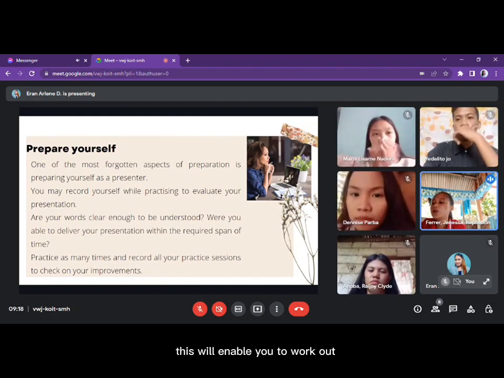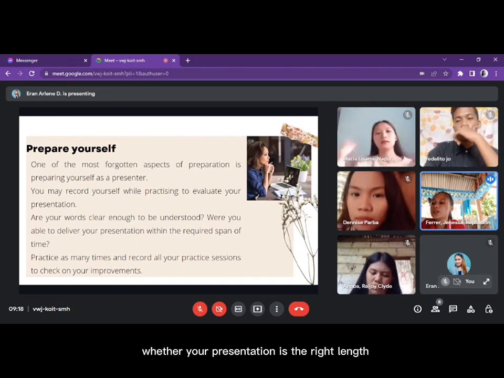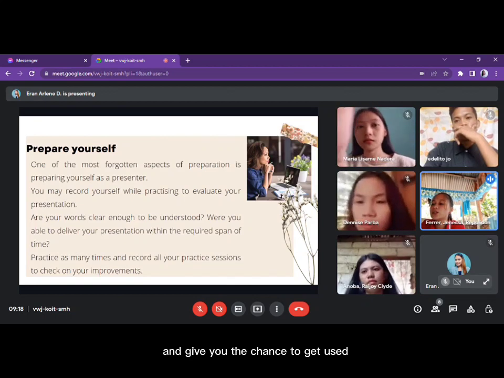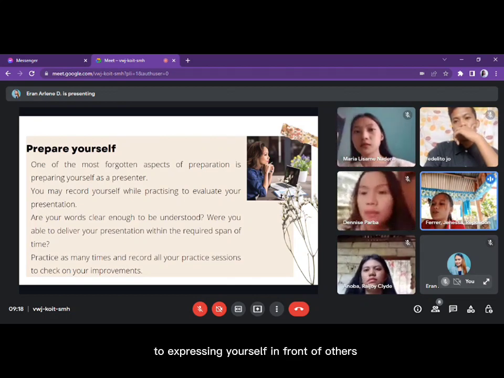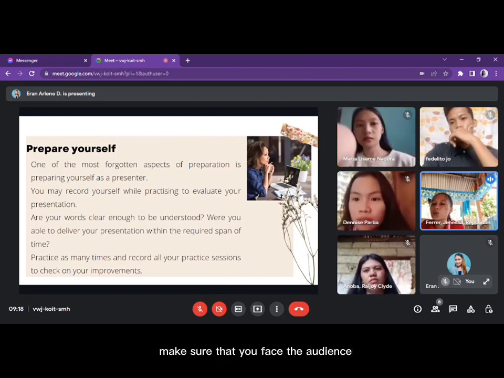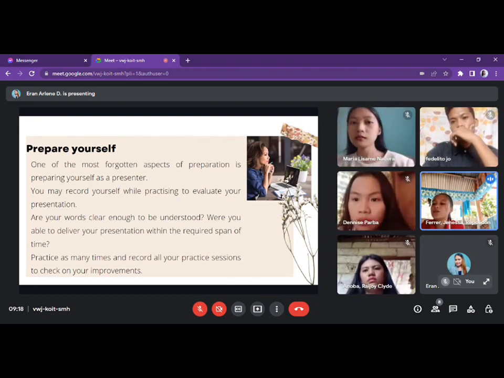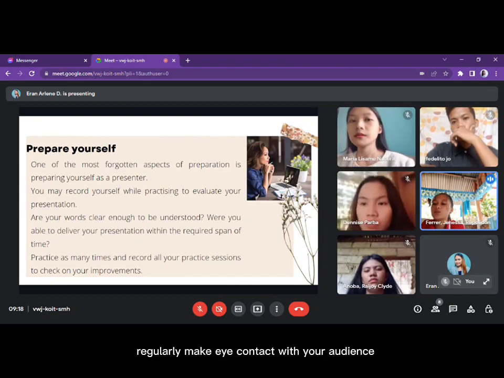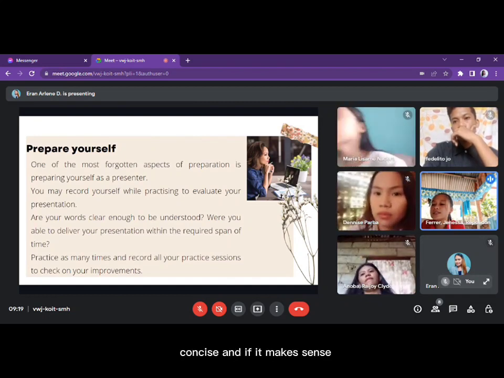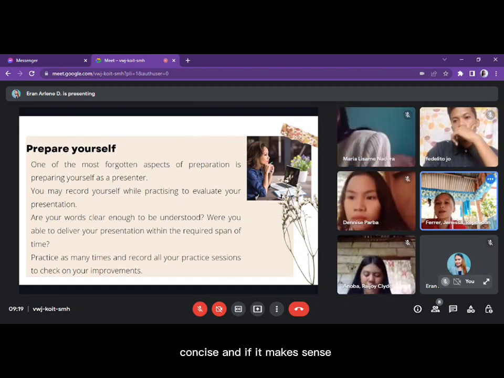This will enable you to work out whether your presentation is the right length when spoken aloud, and give you the chance to get used to expressing yourself in front of others. While preparing yourself, make sure that you face the audience to give a confident impression. Regularly make eye contact with your audience. Ask yourself if it's clear, concise, and if it makes sense.